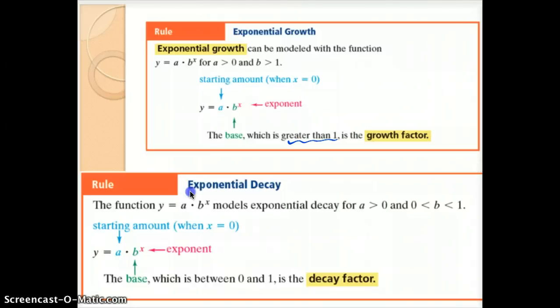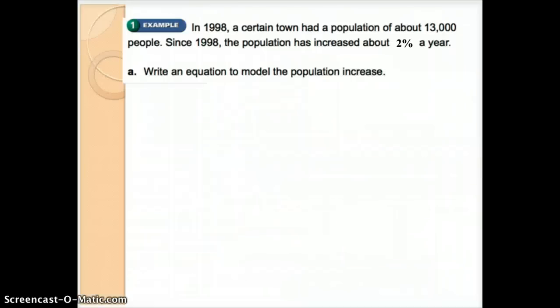If we're talking about exponential decay, it's in the exact same form. y equals a times b to the x. a is still the starting amount, b is still the base, but this time it's between 0 and 1. Okay, so bigger than 0, less than 1. And then we call it the decay factor because it keeps making our numbers smaller and smaller every time. Okay, so let's look at some problems and see what we can figure out.